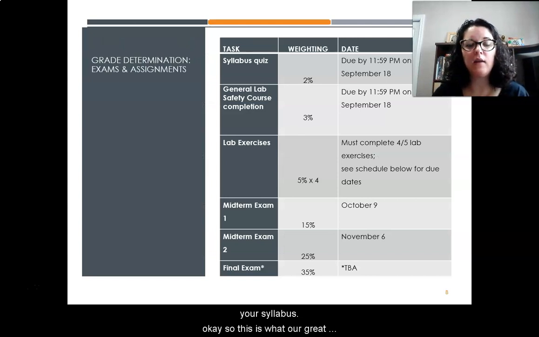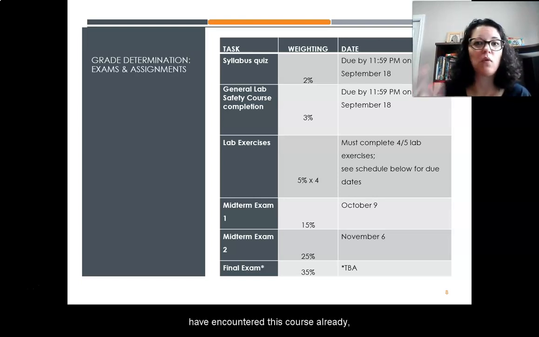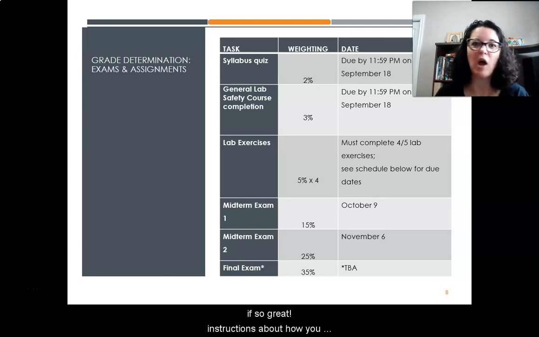Okay. So this is what our grade determination looks like. You have your syllabus quiz. I'd also like you to take the general lab safety course. Many of you who've taken chemistry or biology may have encountered this course already. It's so great. I have instructions about how you can upload your certificate. If this is new to you, then again, easy peasy, you just take the online course through Blackboard, you get your certificate, bam. So 2 weeks in, you'll have completed 5% of the course.